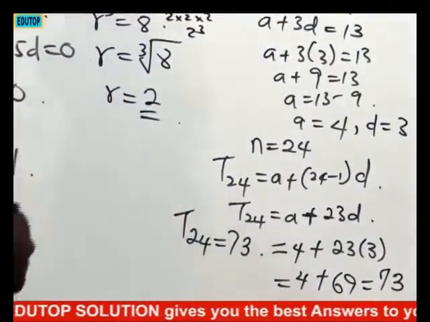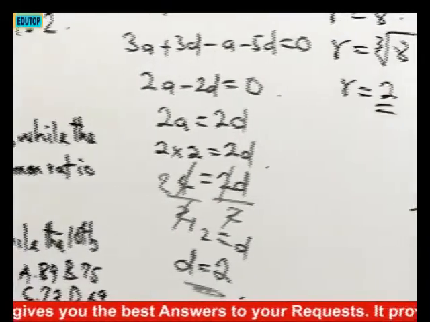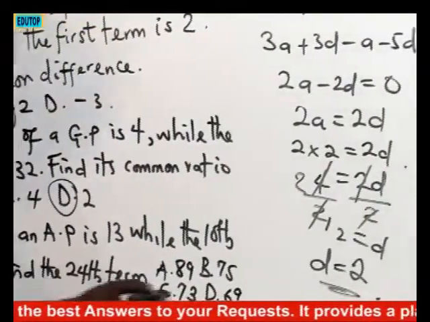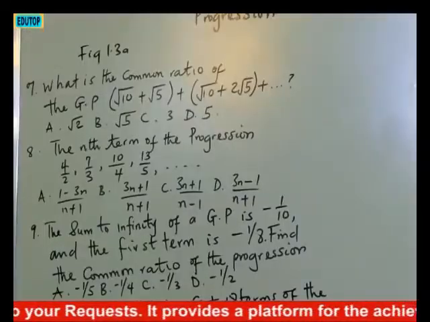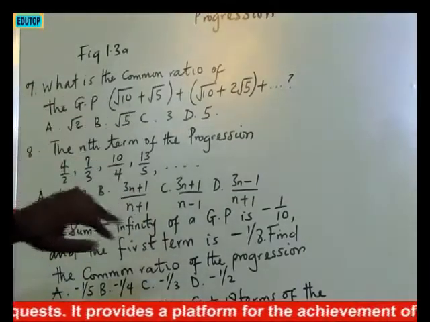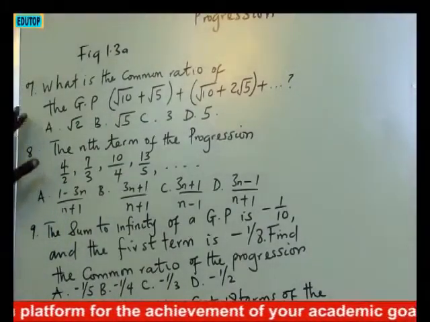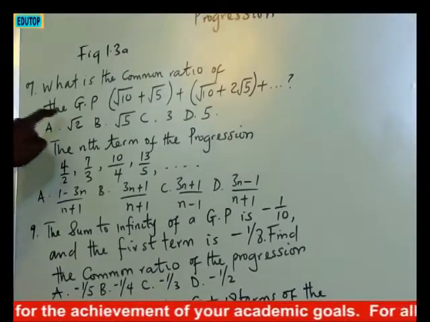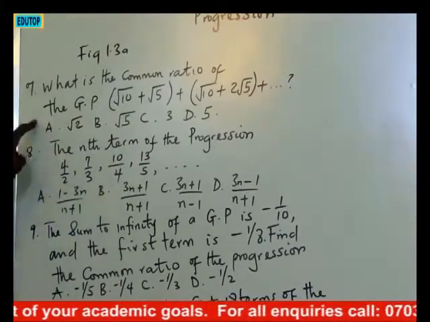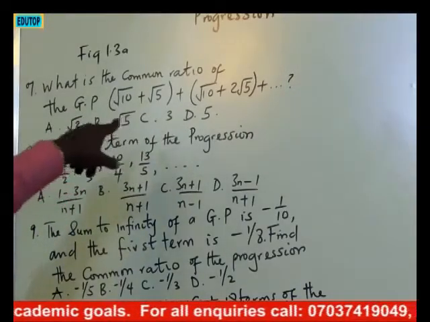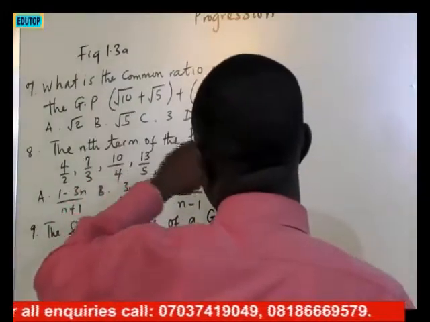So let's go to our options and see the one that matches that. In this situation, it will definitely be option C, which is 73. Now, question 7. What is the common ratio of the GP? If you look at this question critically, you discover that apart from testing you on progression, the knowledge of surds is also of significance here. So let's see what we have.